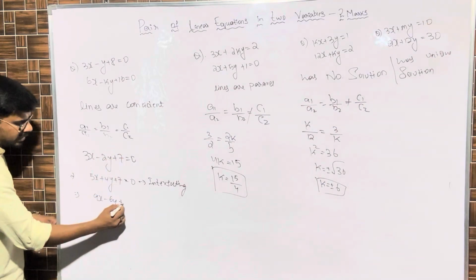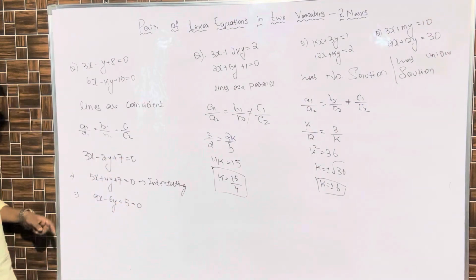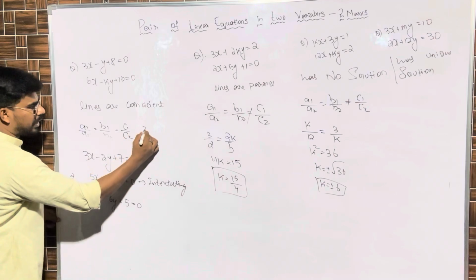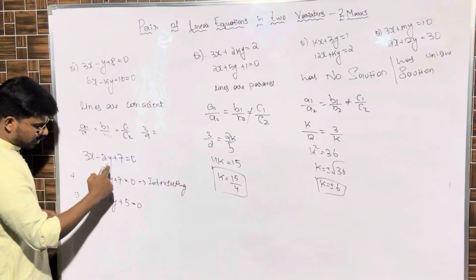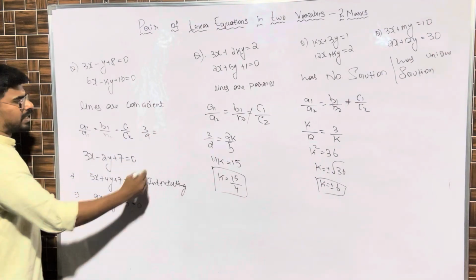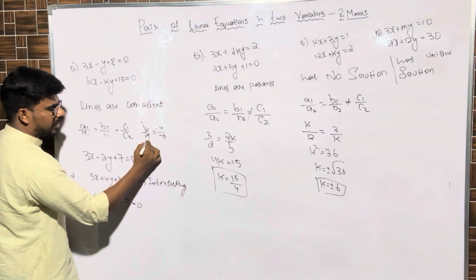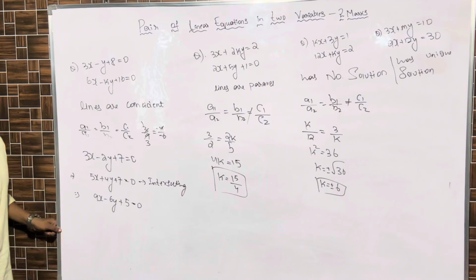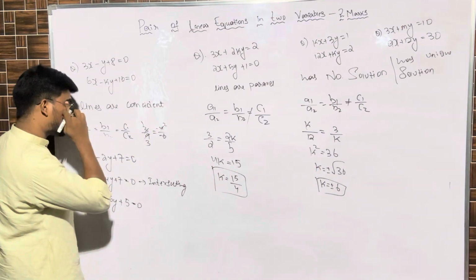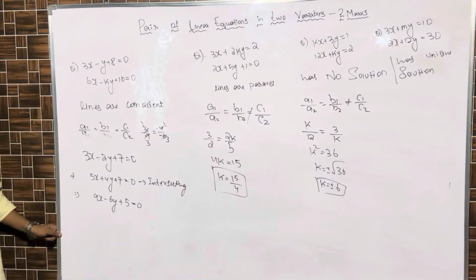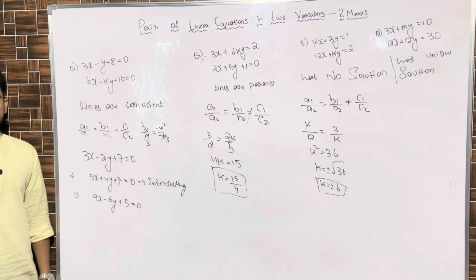6y plus a different value, let's take 5. Now check the ratio. 3 by 9 is equal to minus 4 by minus 6. Are these two equal? 3 1s are 3, 3 3s are 9. 2 2s are 4, 2 3s are 6. Are these equal? So again you have written, minus minus also cancel.